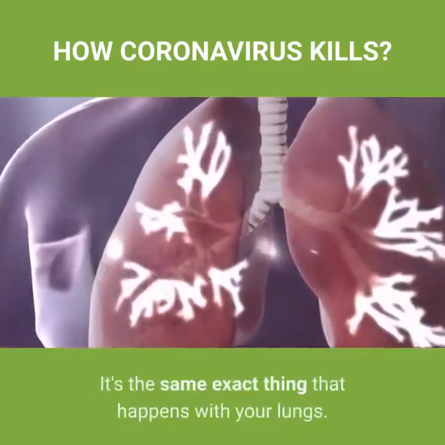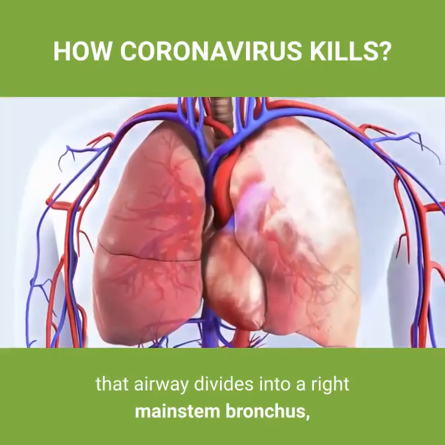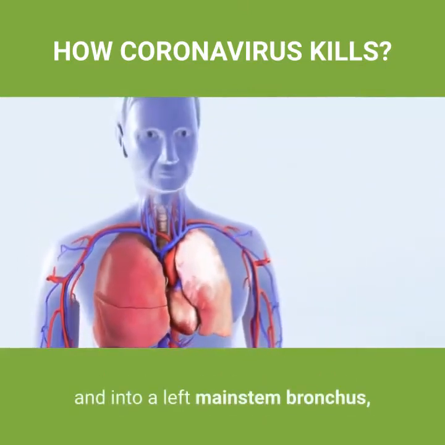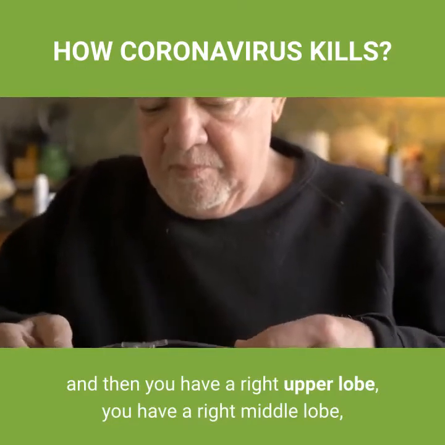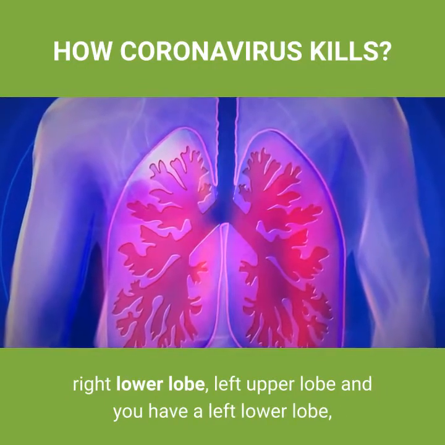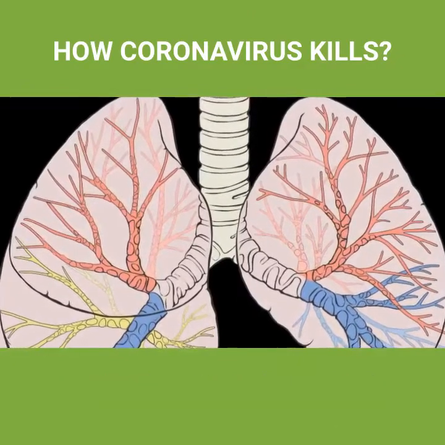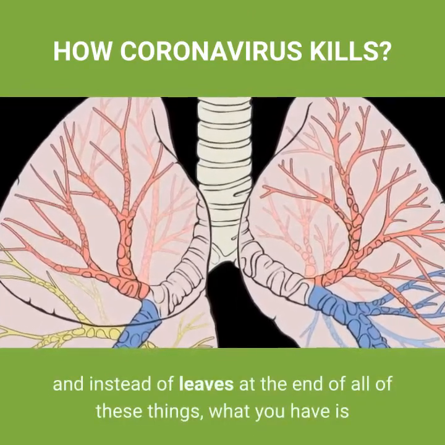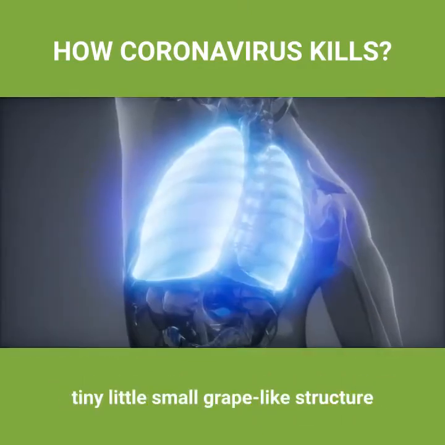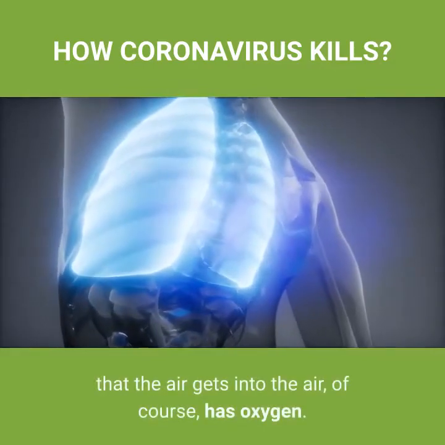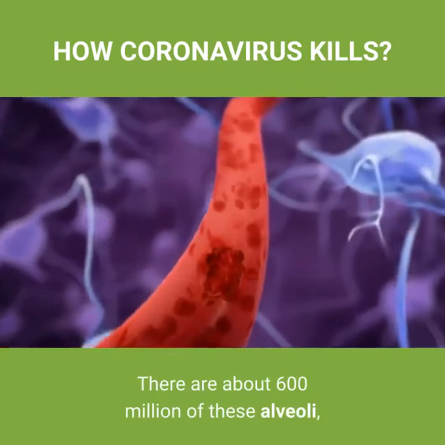It's the same exact thing that happens with your lungs. You've got an airway, and then that airway divides into a right mainstem bronchus and a left mainstem bronchus, and then you have a right upper lobe, a right middle lobe, a right lower lobe, a left upper lobe, and a left lower lobe, and then these of course divide into much smaller branches, and instead of leaves at the end of all of these, what you have is something called an alveoli, which is a tiny little grape-like structure that the air gets into. The air, of course, has oxygen. There are about 600 million of these alveoli.